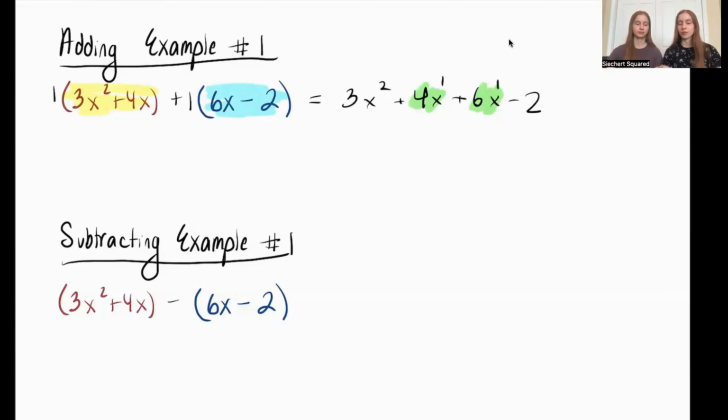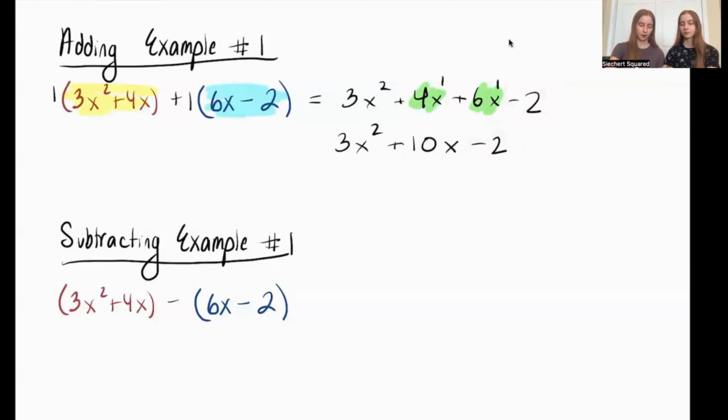And then from here, that 3x squared, there's not another term with an x squared, so that doesn't have anything to combine with. The green terms, 4 plus 6, now we have 10, and we are going to keep the x, because as we're combining like terms, the variable and the exponents do not change. And then we're going to also drop down that -2. It didn't have anything to combine with.